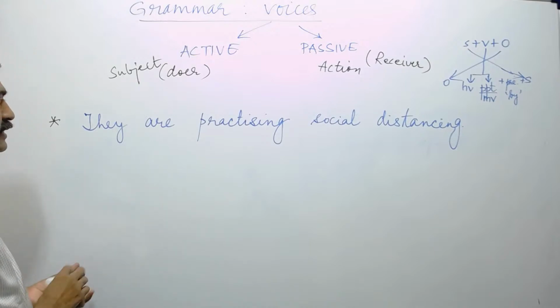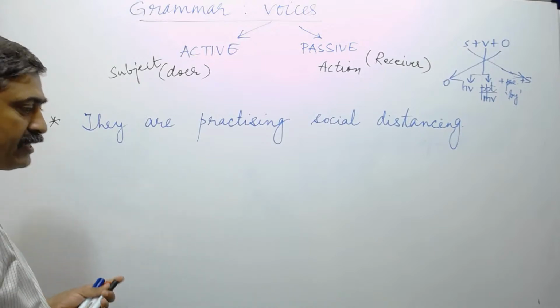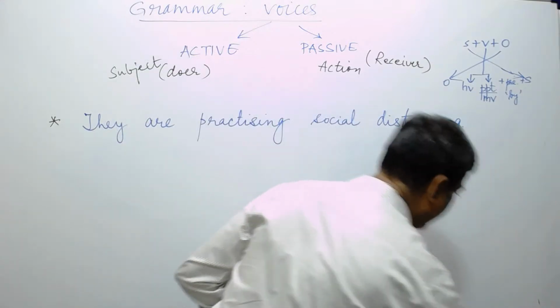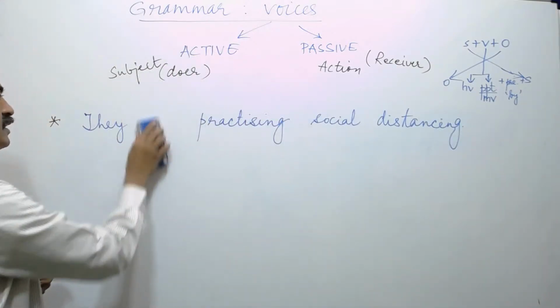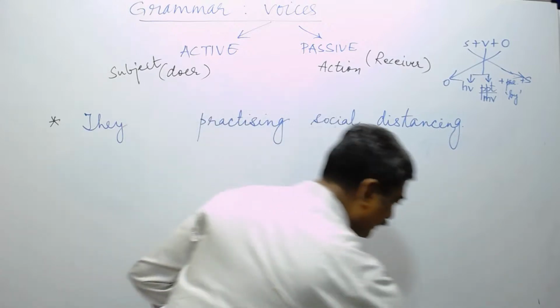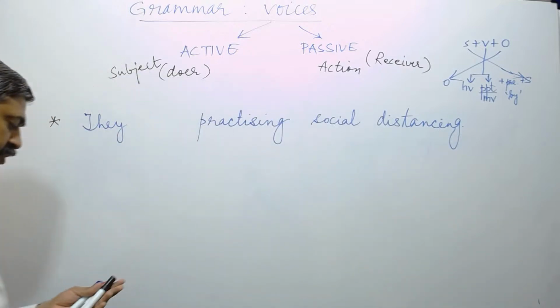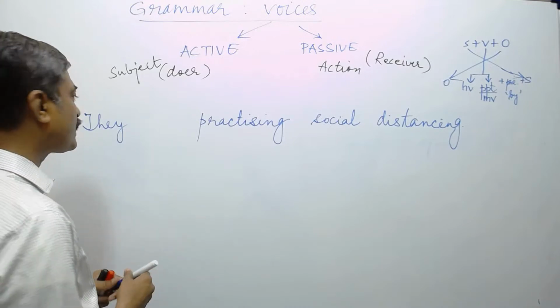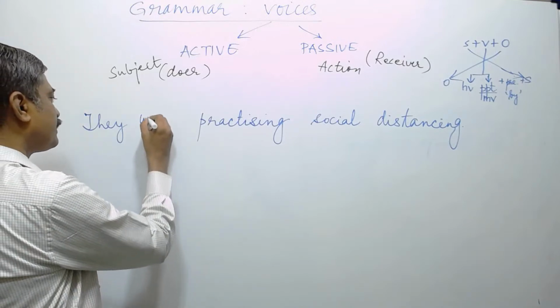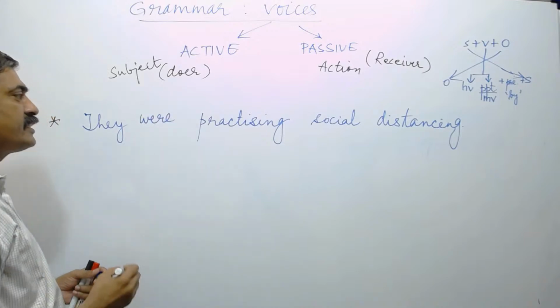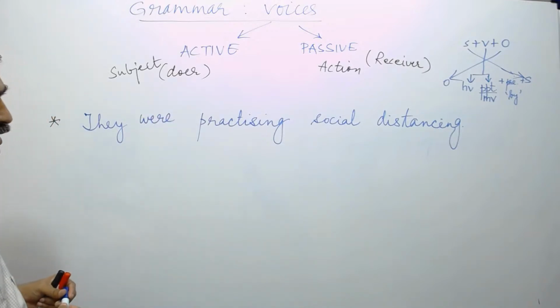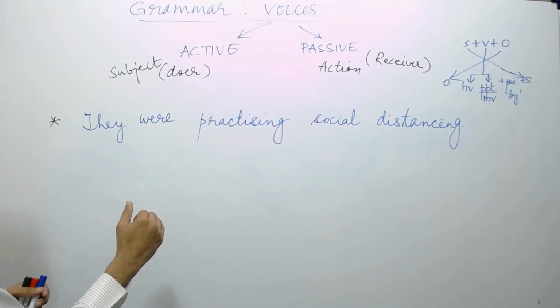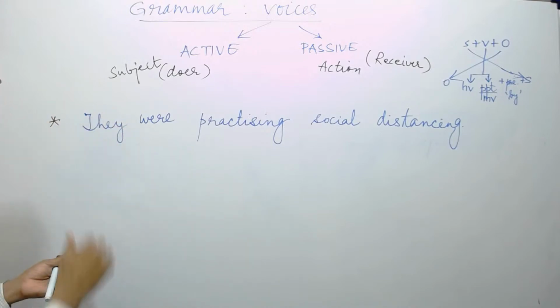So let's now look at this sentence. They are practicing social distancing, but I said we wanted a past continuous. So I'll write here, there were those countries which were infected much ahead of India. We followed that same thing. So we write it as they were practicing social distancing, as a result of which they were able to flatten the curve of the pandemic.